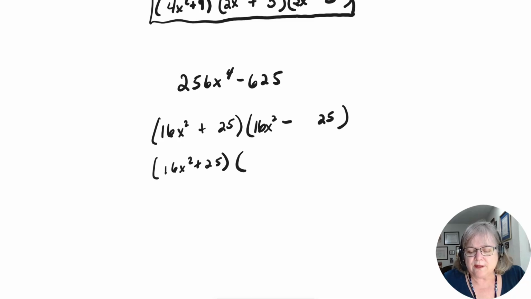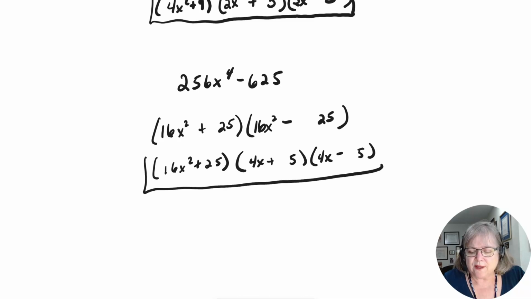The square root of 16x squared is 4x. The square root of 25 is 5. And one's plus and one's minus. And that is the complete factorization.